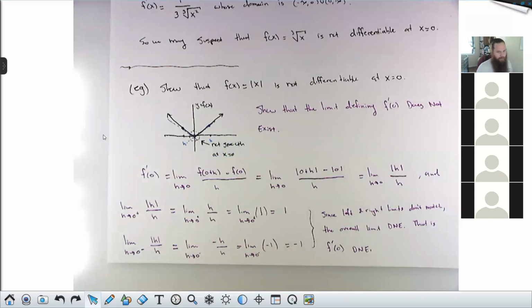So you see, the failure of this limit to exist is identical to saying the graph is not smooth at this point. In other words, being smooth, differentiable, is the same as having the limit defining the derivative exist.